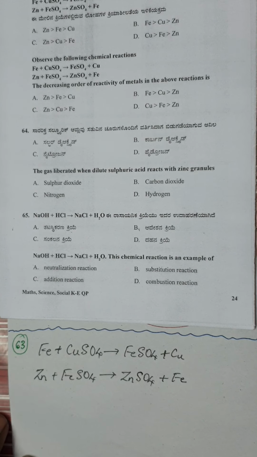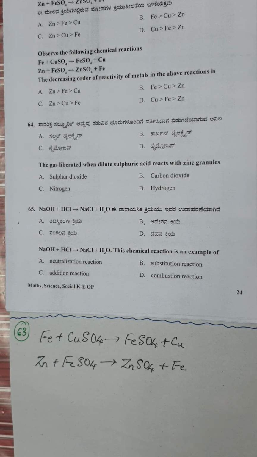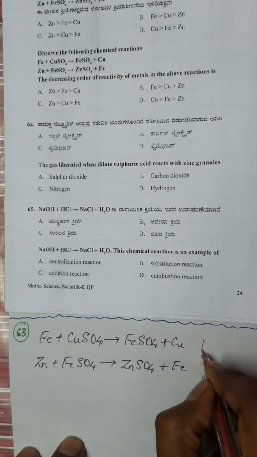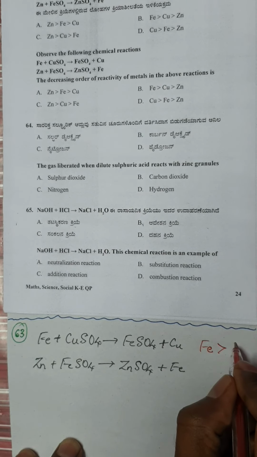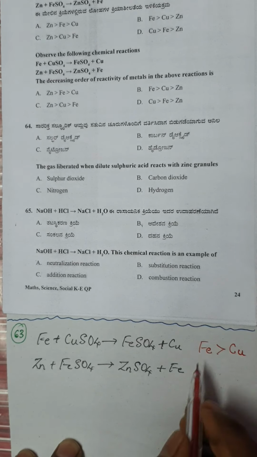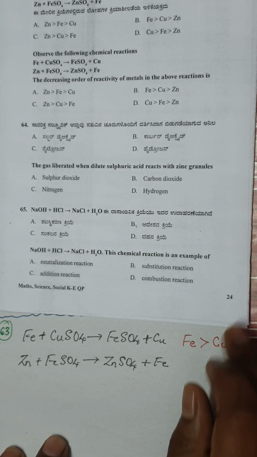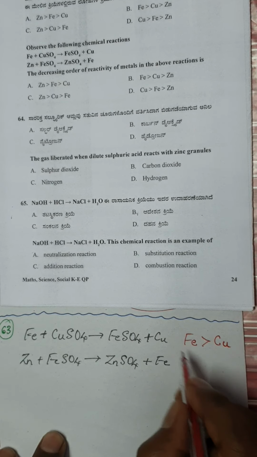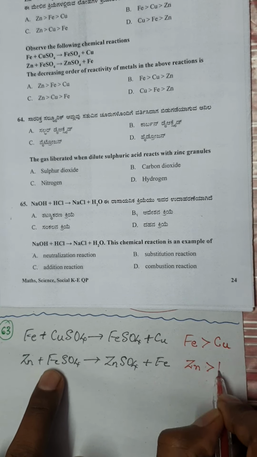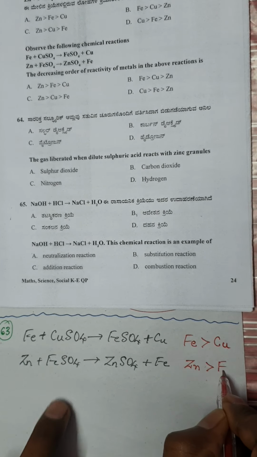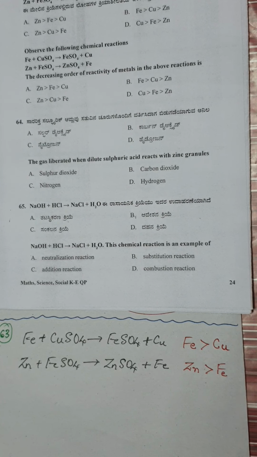Okay, so if you note these two equations, you can just check which element is more reactive. We definitely know in this case iron is more reactive than copper. Are you following? Iron is more reactive than copper with respect to this equation. Similarly, taking the second one, here zinc will be more reactive than iron. Are you following? Zinc will be more reactive than iron. Okay, comparing these two equations, now, which is more reactive?